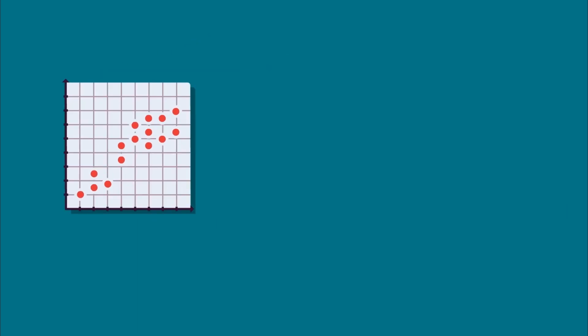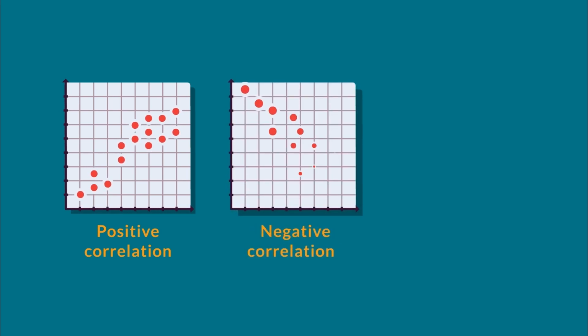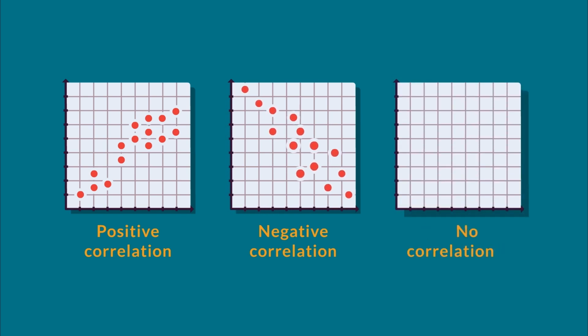If we see a pattern in the points on a scatter diagram, we say there is a correlation. A positive correlation means that as one variable increases, the other one increases too. A negative correlation means that as one variable increases, the other variable decreases. If there is no correlation, there is a random arrangement of dots and we can't see any pattern emerging.